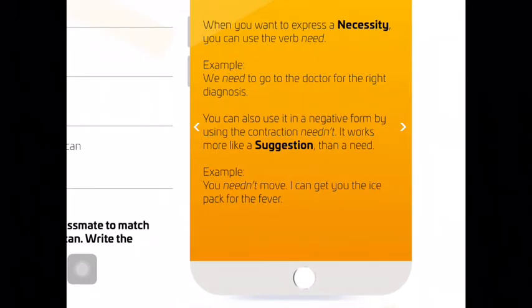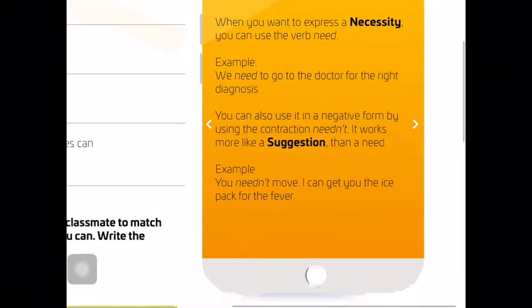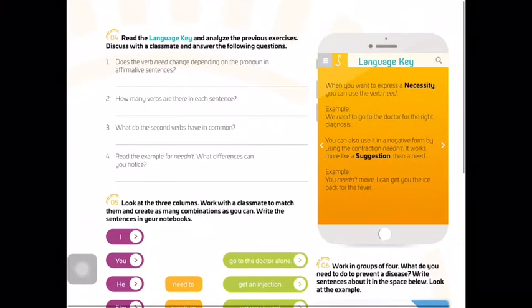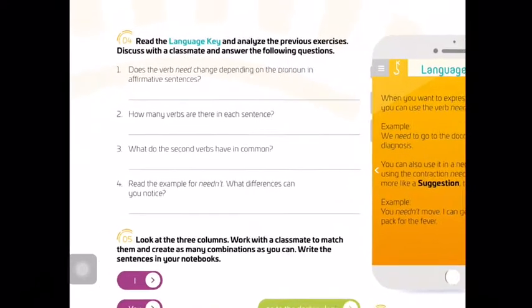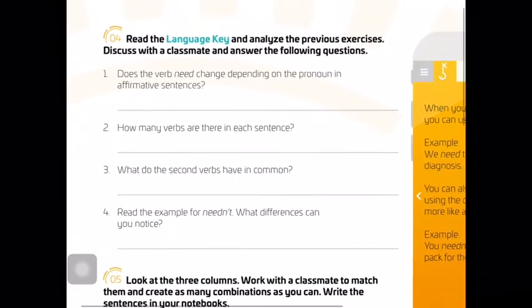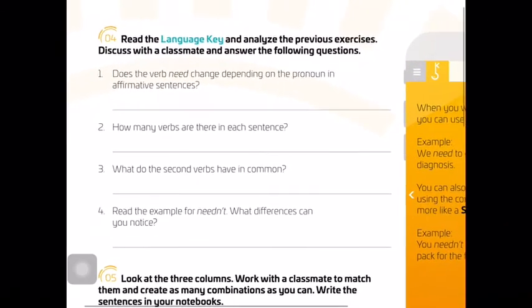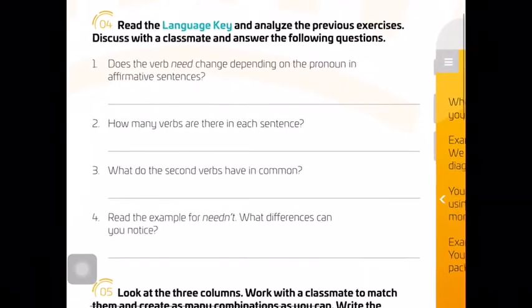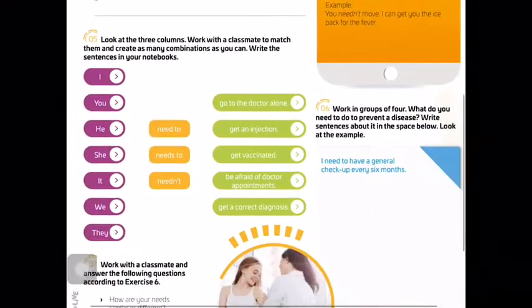Okay? For example, you needn't move. I can get you the ice pack for the fever. You needn't move is like you don't have to move. You don't need to move. Needn't. Okay? Suggestion. According to this language key, you have to develop these 4 exercises. Okay? Answer these questions.